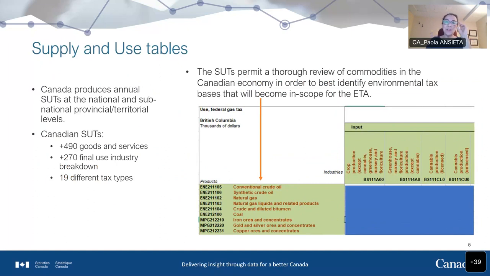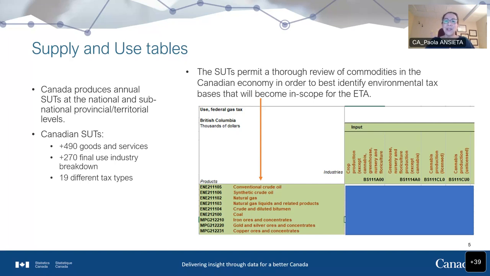As per the OECD methodological guidelines in line with the SIA for environmentally related tax revenue accounts, a crucial step is to separate environmentally related taxes from other taxes and derive ETA data. The supply use tables focus on measuring the productive activity and structure of the Canadian economy, with over 490 commodities and over 270 economic sectors, in addition to breakdowns by margins and tax types. The supply use tables, with their detailed geographical, industry level, and commodity level breakdown, allow for a precise review of in-scope commodities to be identified as tax bases.